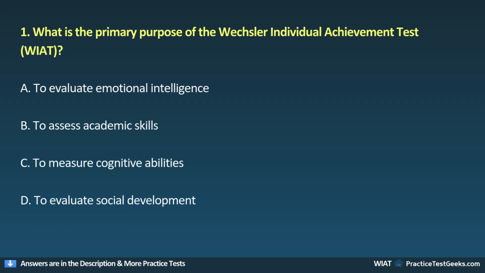1. What is the primary purpose of the Wechsler Individual Achievement Test, WIAT? A. To evaluate emotional intelligence. B. To assess academic skills. C. To measure cognitive abilities. D. To evaluate social development.